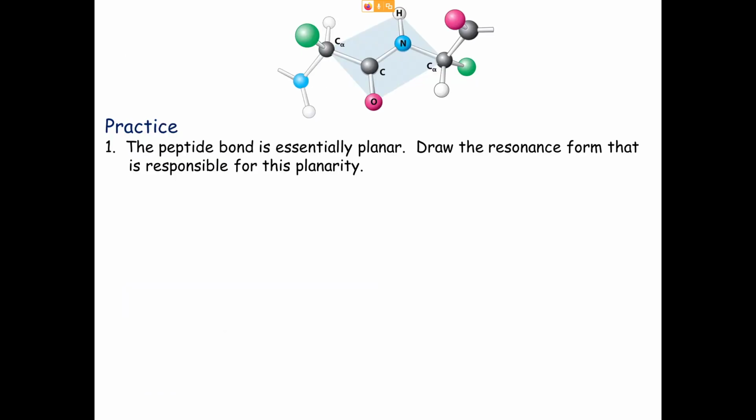And then again, when we draw these out, make sure you get the planarity correct, or the chirality correct. I'm not going to ask you to draw those out on the test, but know that these things are chiral, right? The alpha carbon is a chiral center, unless it's glycine, of course. But let me go back real quick.